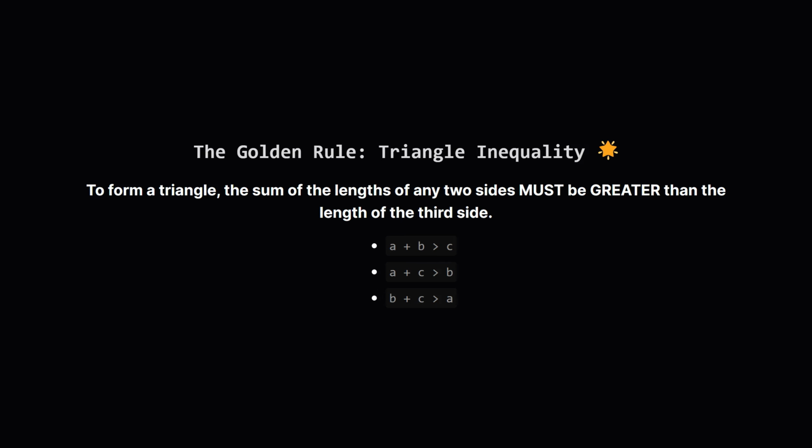This brings us to a very important rule in geometry called the Triangle Inequality Theorem. It sounds fancy, but the idea is simple. For any 3 lengths to make a triangle, if you pick any 2 of them and add their lengths together, that sum must be greater than the length of the remaining side. You have to check this for all 3 pairs of sides.